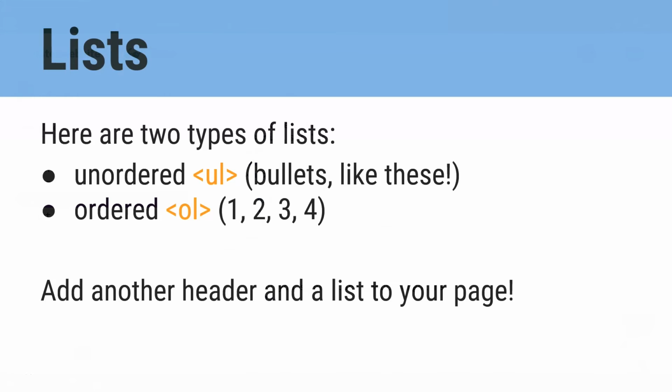Let's learn about another element, lists. HTML has two kinds of lists: unordered, which show up as bullets, like the ones on the slide here, and ordered, which are numbered, like 1, 2, 3, 4.